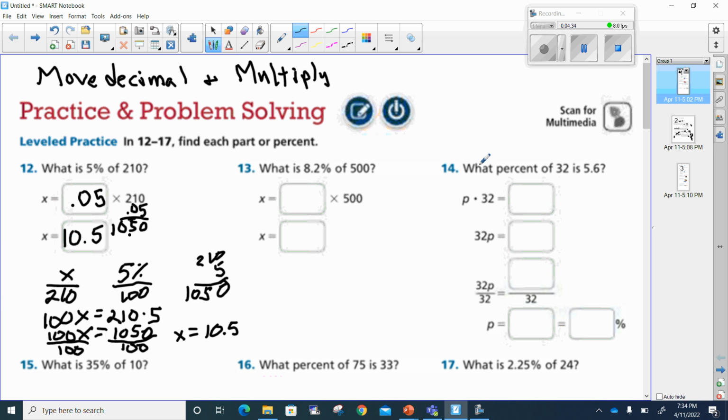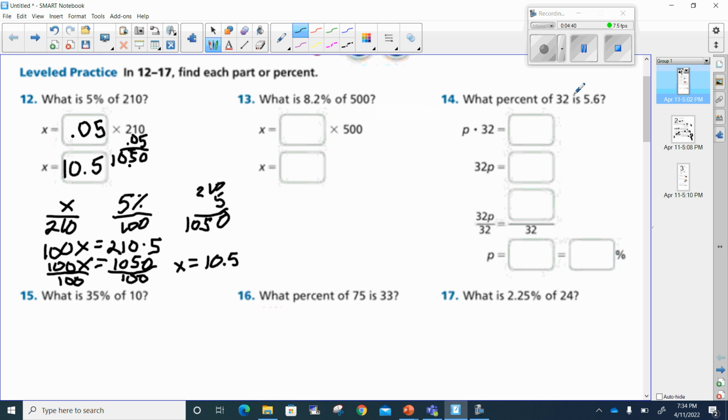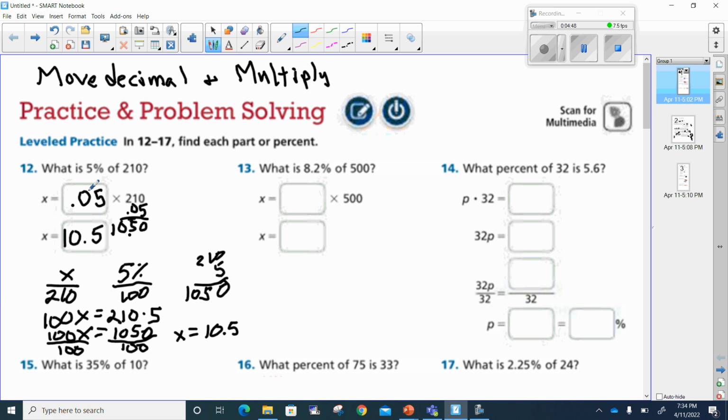All right, let's go ahead and work number 14 now. What percent of 32 is 5.6? So what we learned over here is we could take the percent and multiply it after it's been turned to a decimal. This time we have what percent of 32 is 5.6? Well, we're using the percent equation, and that's the part equals the percent times the whole.